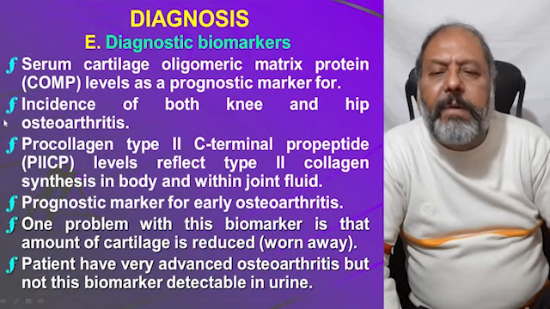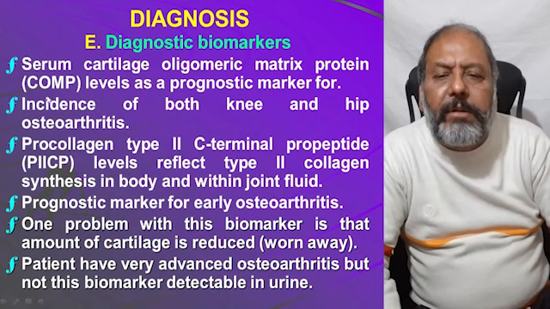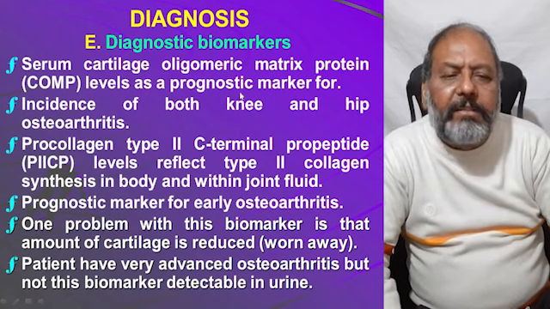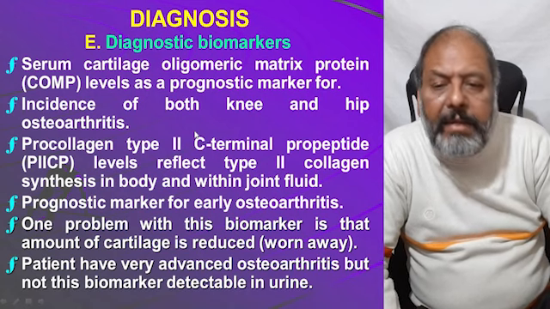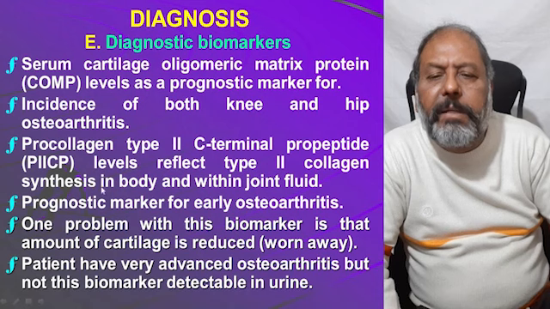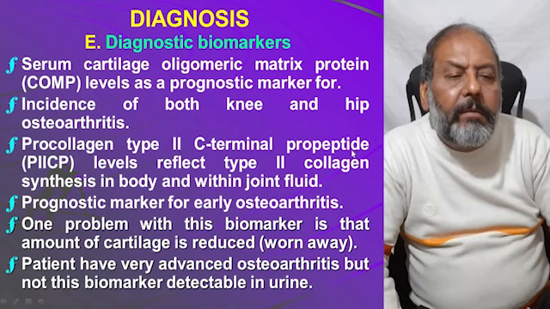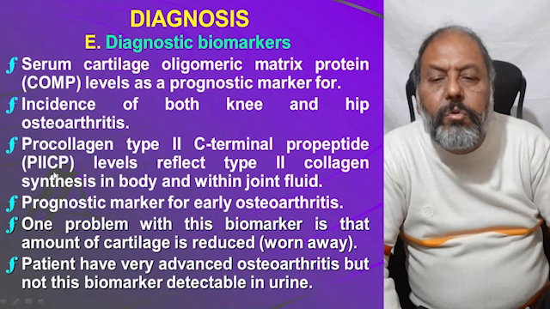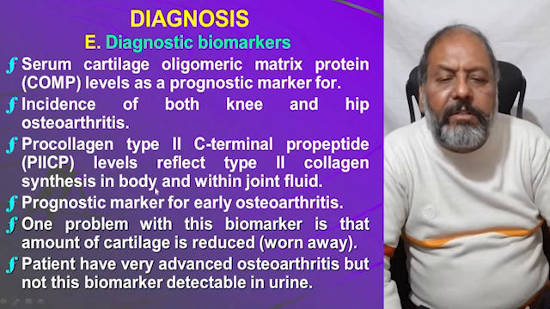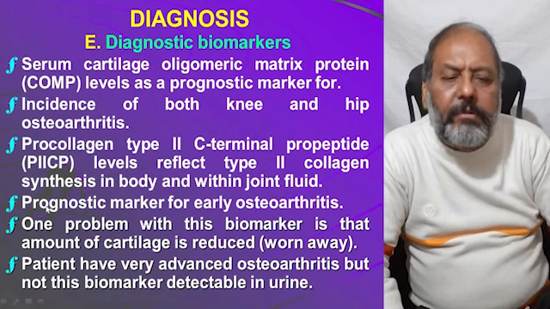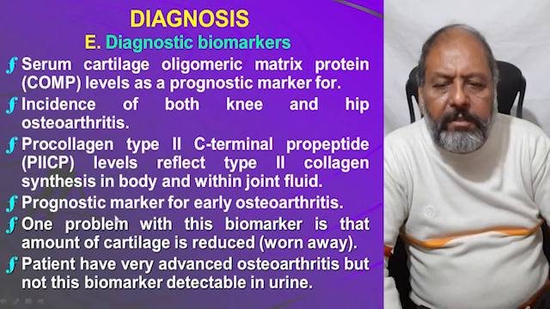The diagnostic biomarkers: serum cartilage oligomeric matrix protein, COMP, levels serve as a prognostic marker for the incidence of both knee and hip osteoarthritis. Similarly, procollagen type 2 C-terminal propeptide, P2CP, levels reflect type 2 collagen synthesis in the body and within joint fluid, and are a prognostic marker for early osteoarthritis.